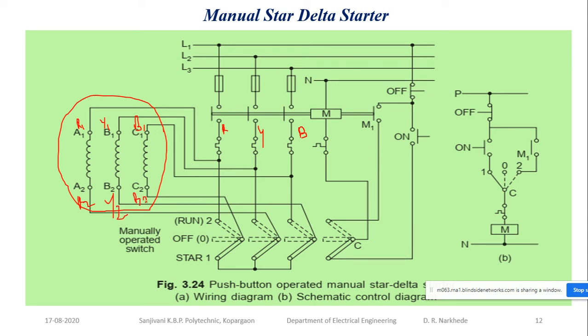Here they have given the names A1, B1, C1. Either you can go for A1, B1, C1 or A2, B2, C2, it is the same thing. But if you follow the color code, as we are using the color code RYB for phases, I recommend that you use RYB over here. Now, this is the manually operated switch. This switch has three positions: one is the star position, the second is the run position, and the third is the off position. This is normally a double pole switch.